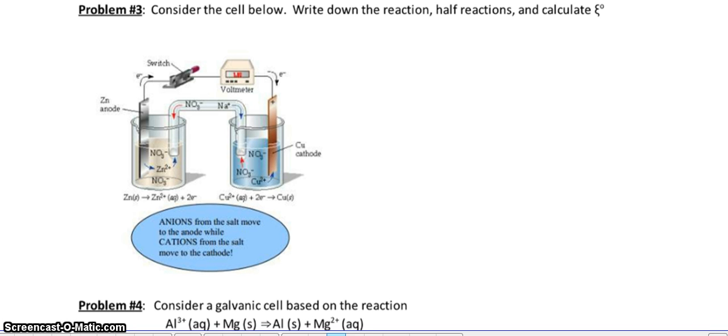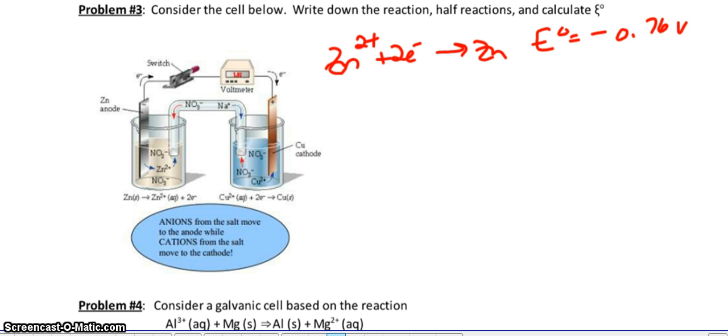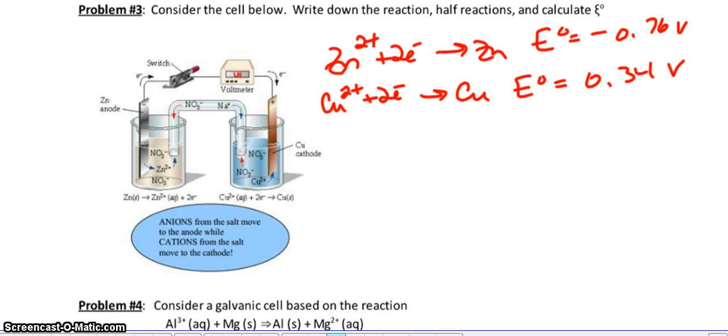So I'm going to check these two out. I have Zn2+ plus 2 electrons making Zn, and I found that is equal to negative 0.76 volts. Then I found Cu2+ plus 2 electrons making Cu, and that potential is 0.34 volts.